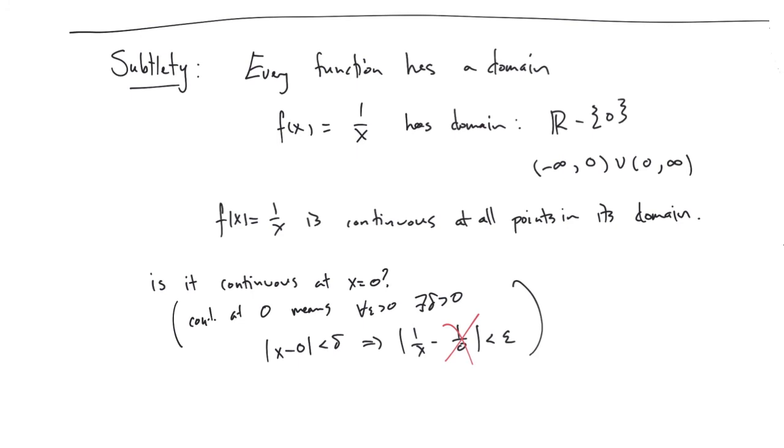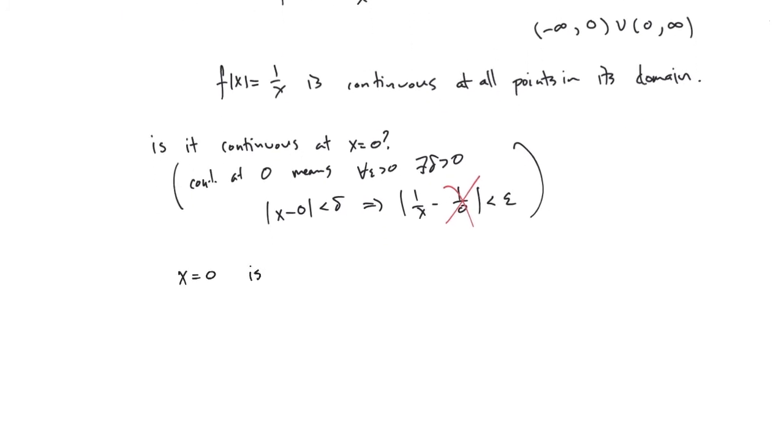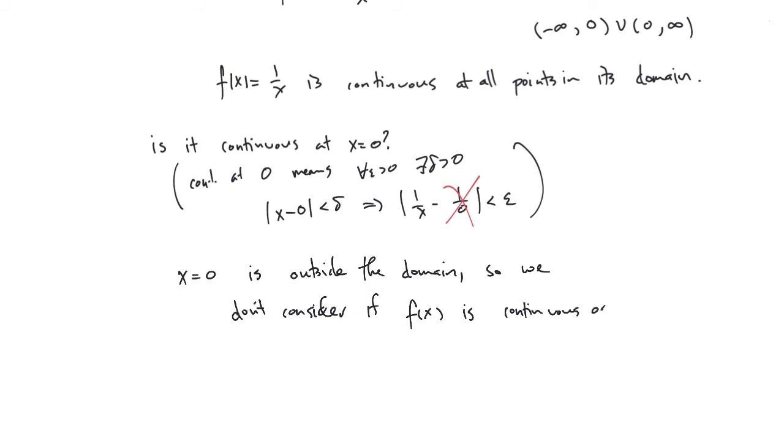And so the only proper answer to this is: x equals 0 is outside the domain, so we don't consider if f of x is continuous or not at 0. It's sort of neither, or it doesn't even make sense to ask about that because 0 is just not part of the domain, right? It'd be like asking, is f of x continuous at infinity? The answer is that infinity isn't even a number. You can't plug it into the function, so there's no sense in asking if it's continuous or not there. The function is not defined on that point. All right?